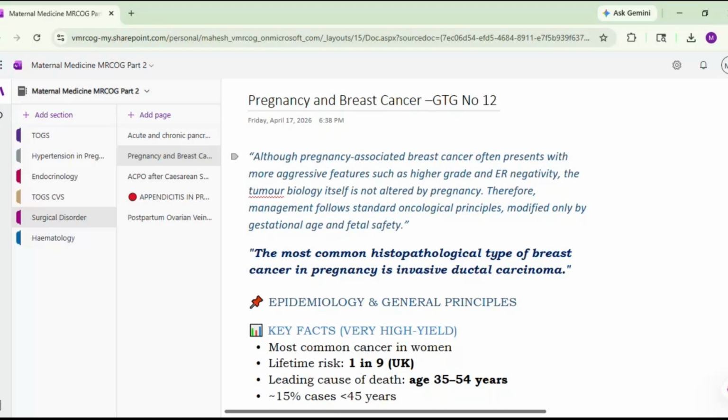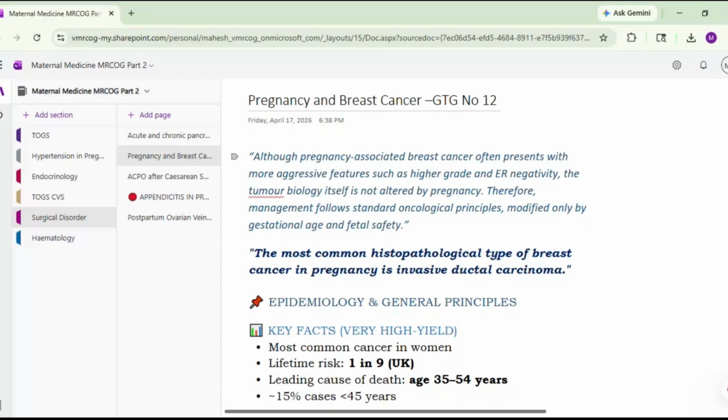The tumor biology itself is not changing. Whatever the tumor biology is in the non-pregnant state, the same tumor biology will be there in the pregnant state. Only thing is that it appears that the condition is worsened. It is mainly because in young patients, generally it is a high-grade tumor and they are estrogen receptor negative. So apparently it appears to have an aggressive feature. However, the tumor biology remains the same.